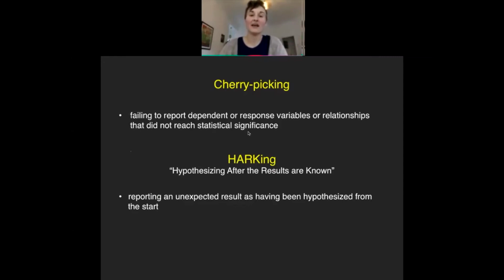And HARKing is another one of the questionable research practices. It stands for hypothesizing after the results are known. So basically, you obtain an unexpected result and you present it as having been hypothesized from the start. Which actually means that you're twisting the story. And this twisting of the story conceals a useful part of the truth, and that's why it's also unethical to engage in this type of practice.